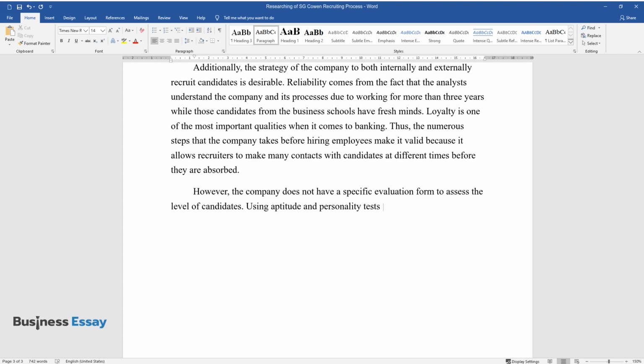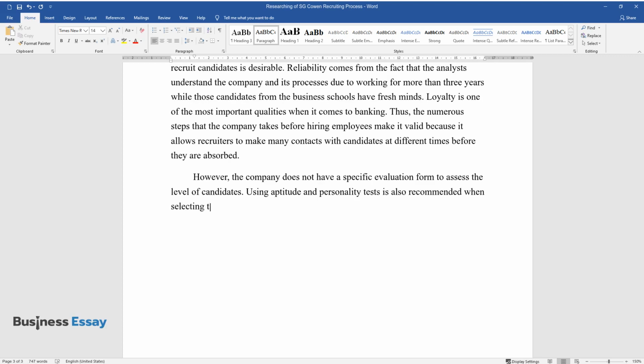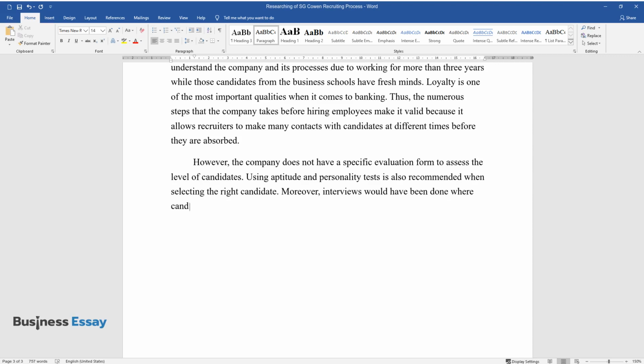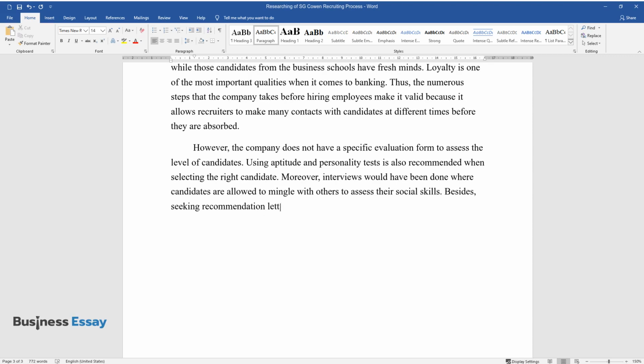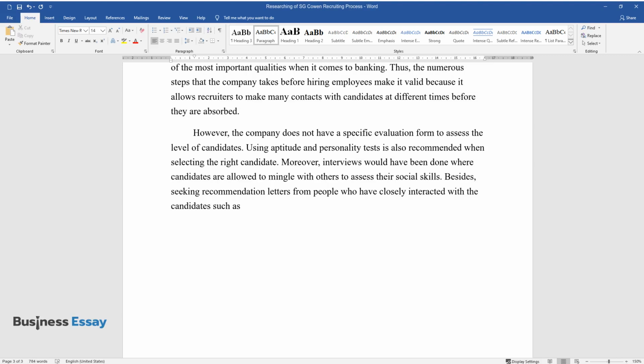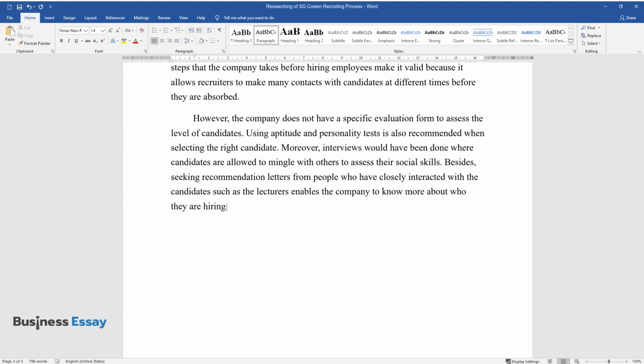Using aptitude and personality tests is also recommended when selecting the right candidate. Moreover, interviews would have been done where candidates are allowed to mingle with others to assess their social skills. Besides, seeking recommendation letters from people who have closely interacted with the candidates, such as the lecturers, enables the company to know more about who they are hiring.